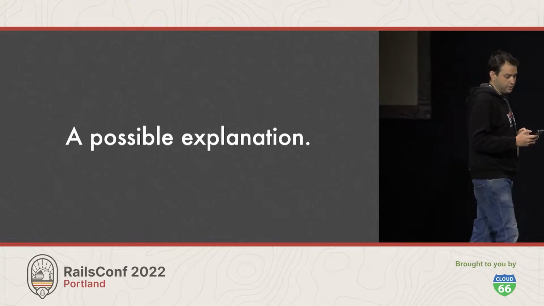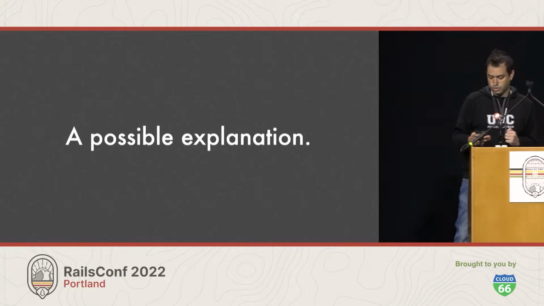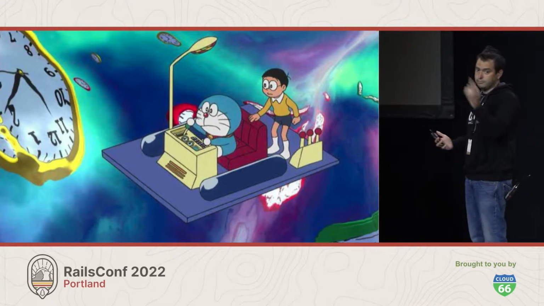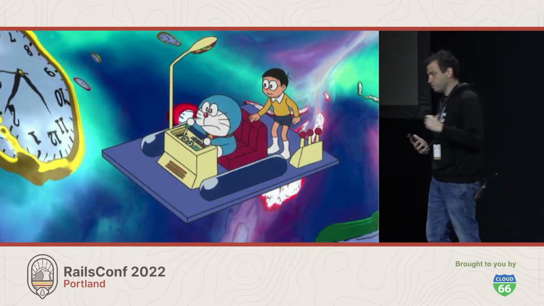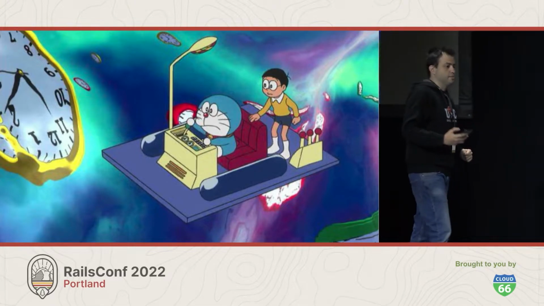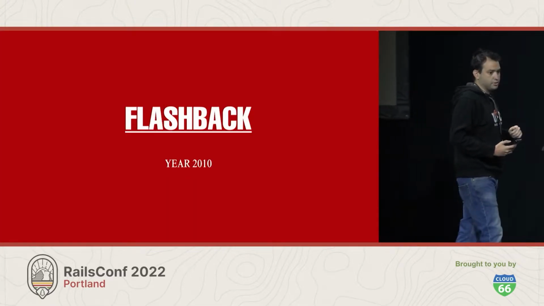But for it, you will need to come with me and do some time traveling. By the way, this is Doraemon. He's a 22nd century robotic cat, and I promise he will come back. But well, now come with me to the year 2010.